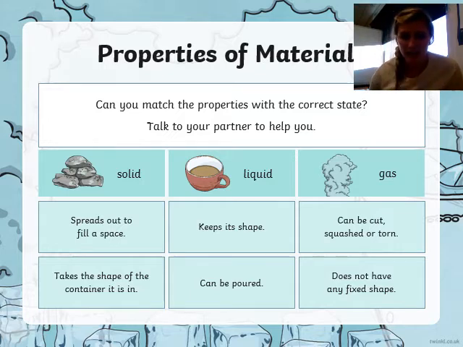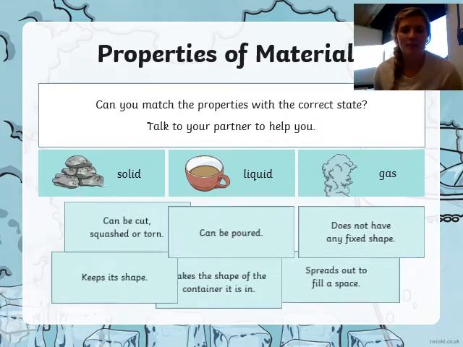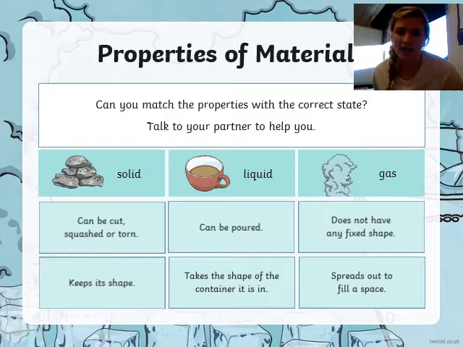So I'd like you to see if you can correctly match the properties with the state. So the state means what they are like. So for example, a solid, I want you to see which two of these could it be. A liquid, which two, a gas, which two, and I want you to write these down in your book. So you might write a solid and then write me a little sentence using the correct sentences here.